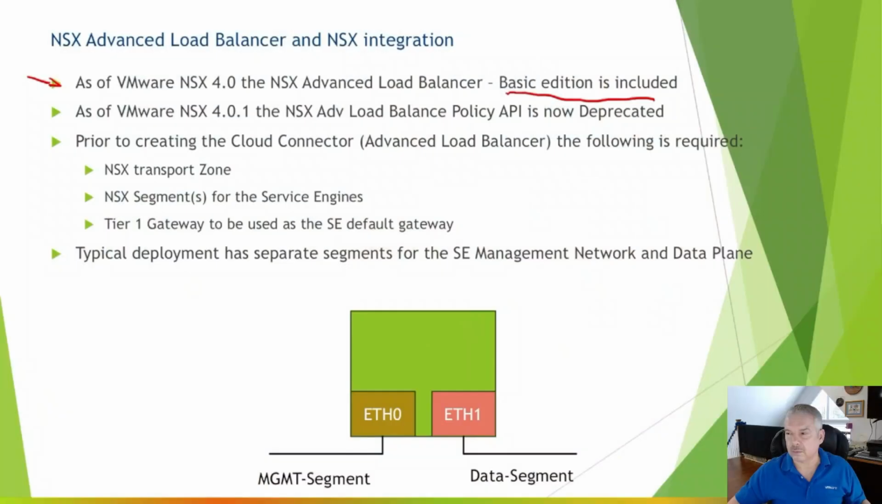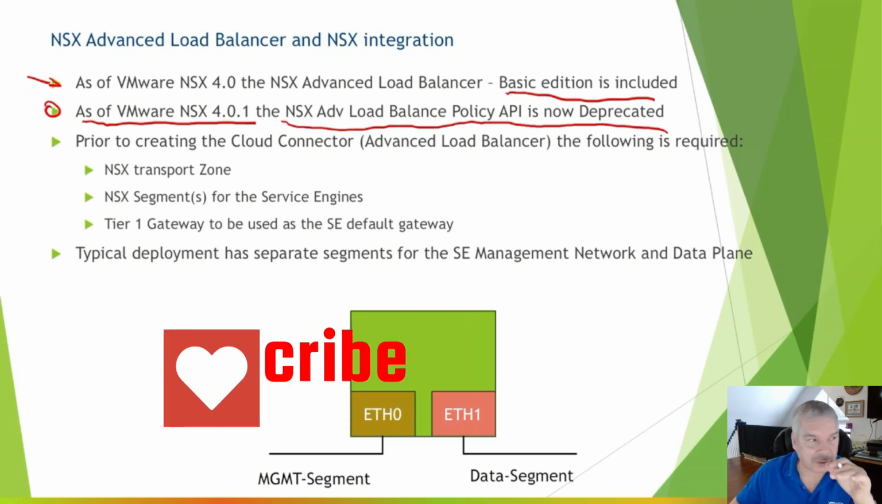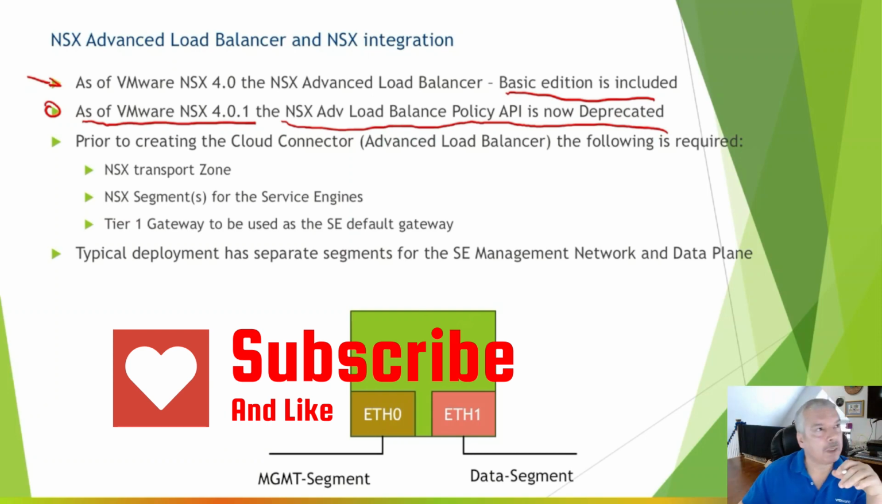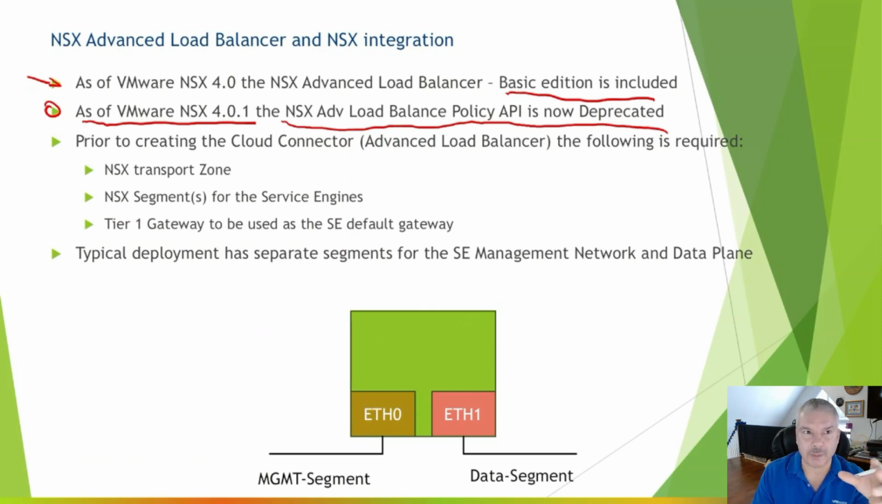Let's go back to this now. The second part I have here: as of 4.0.1, the NSX Advanced Load Balancer Policy API is now deprecated. What is that talking about? This is where it gets really interesting. NSX 3.1 shipped with the native load balancer. Fine, beautiful. Then 3.2 came out, and it shipped with both the native and the advanced. It's like, which one do I use? Let me show you.